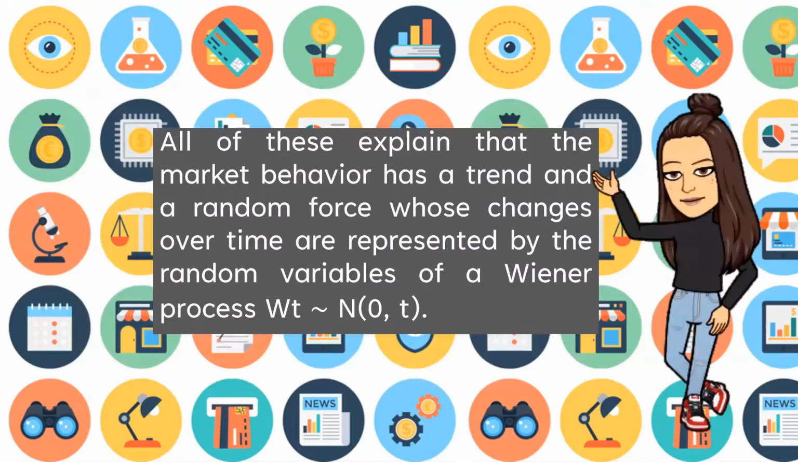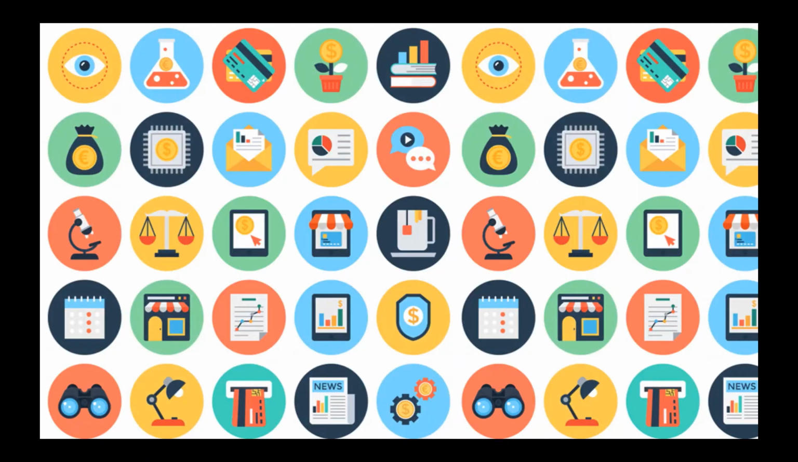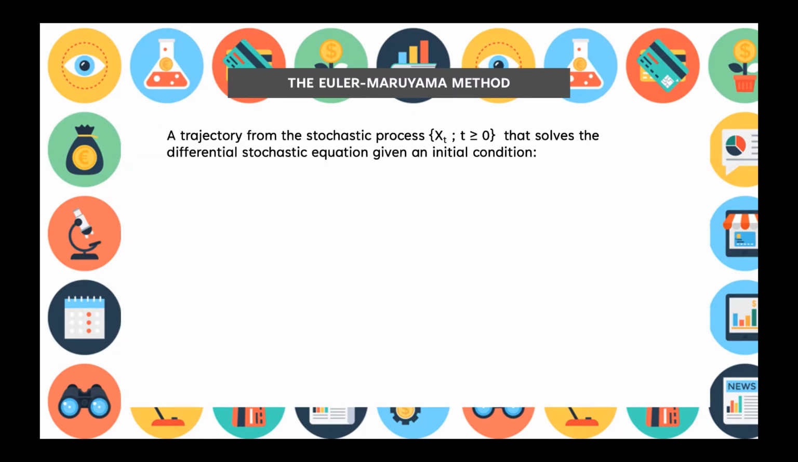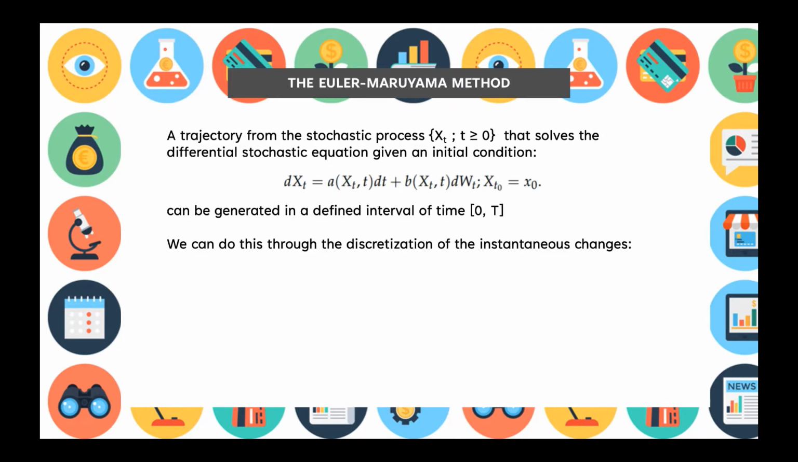All of these explain that market behavior has a trend and a random force whose changes over time are represented by a random variable of a Wiener process, distributed with a mean of 0 and a standard deviation of t. Regarding its application, it is necessary to solve stochastic differential equations and to calibrate the parameters of the processes that solve these equations. Thanks to the Euler-Maruyama method, we know that a trajectory from a stochastic process that solves the stochastic differential equation given an initial condition is this one, and it can be generated in a defined interval of time between 0 and t.